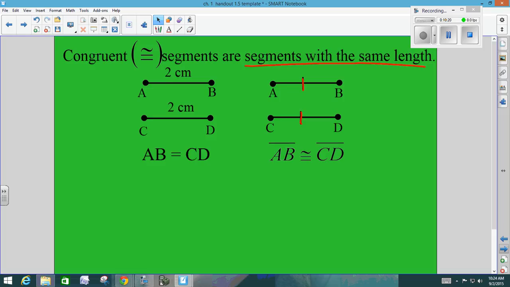Questions on the word congruent? Riley, what does it mean? Good.